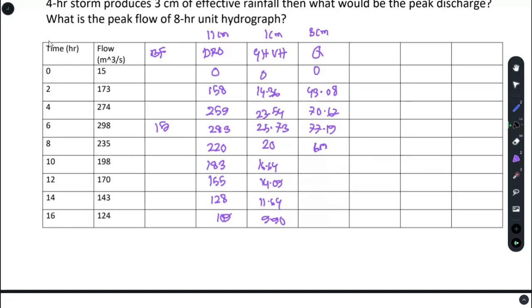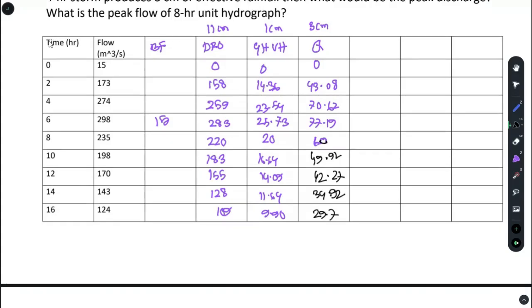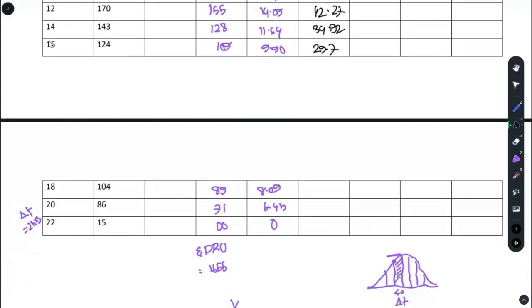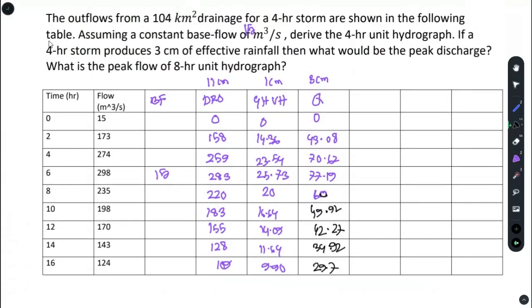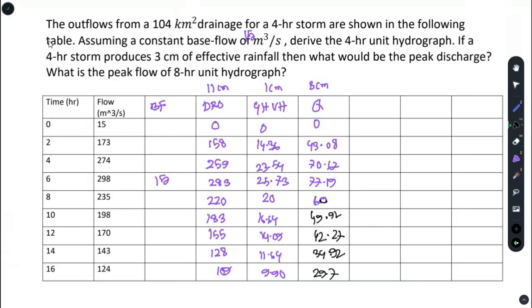So it was 60, fine, but it was 49.92, it was 42.27, it was 34.92, it was 29.7, it was 24.7, 24.27, 27, it is 19.35, it's zero. So this is the discharge for 3 centimeter rainfall for 4 hour.